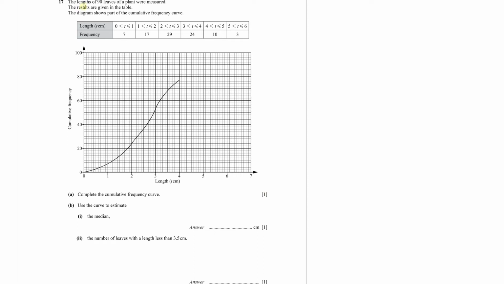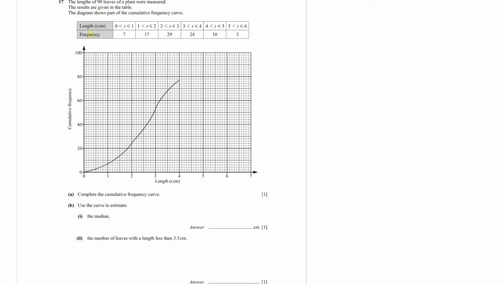Question number 7: the lengths of 90 leaves of a plant were measured. The results are given in the table below. The diagram shows part of the cumulative frequency curve. Between 0 and 1, there are 7 leaves. Between 1 and 2, there are 17 leaves with length between 1 and 2, and so on. So you have to first complete the cumulative frequency curve.